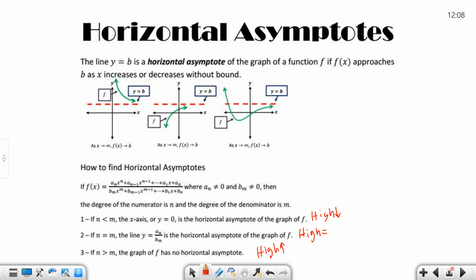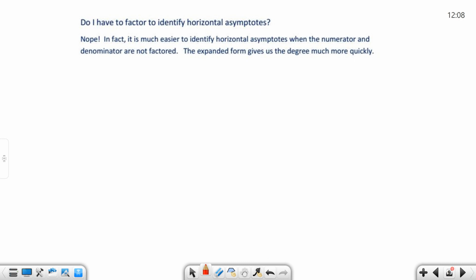And then if the highest power is in the top, we don't have a horizontal asymptote. We have no horizontal asymptote. Do I have to factor to identify horizontal asymptotes? Nope. It actually makes it more difficult if you have it factored. It's better if you have it expanded, okay?